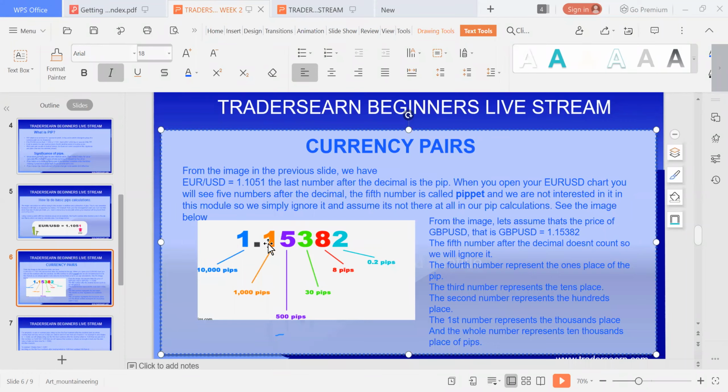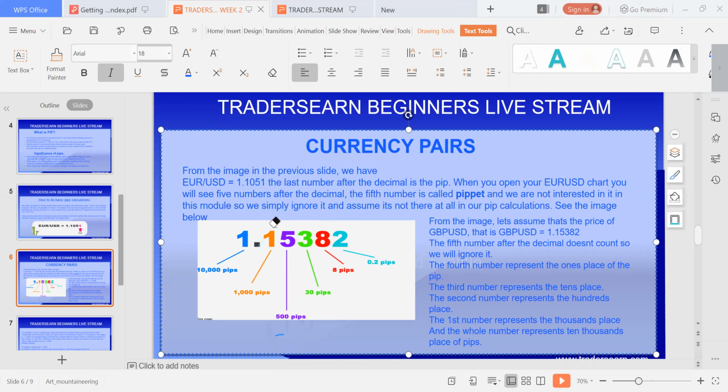And this fixed number is in thousands, so this one is representing 1,000 pips. So if you take it from this point, it's going to be 1,538 pips. That's the pips in that place. That's why we say that place is in thousands.